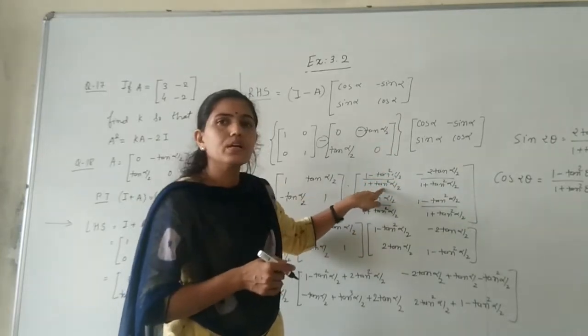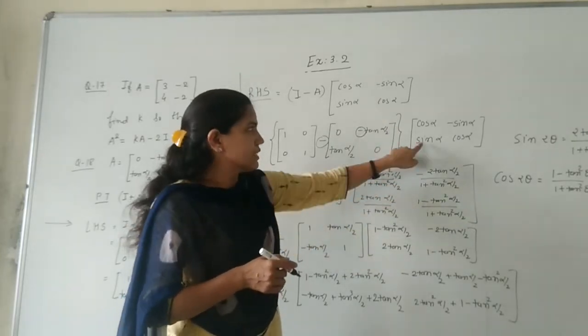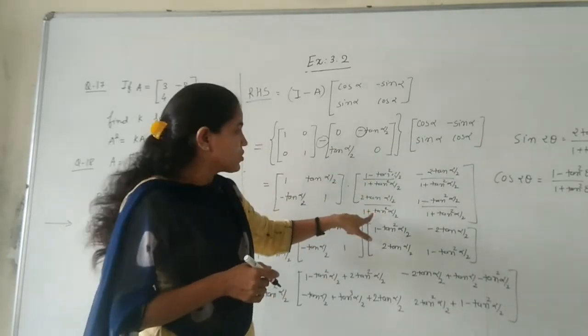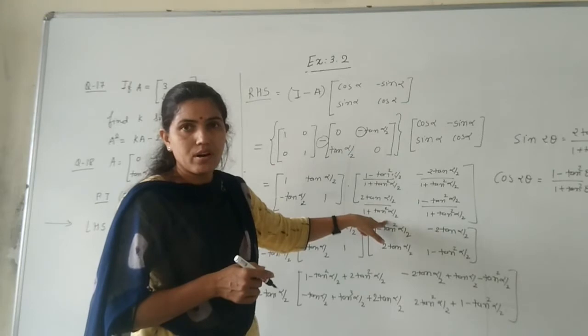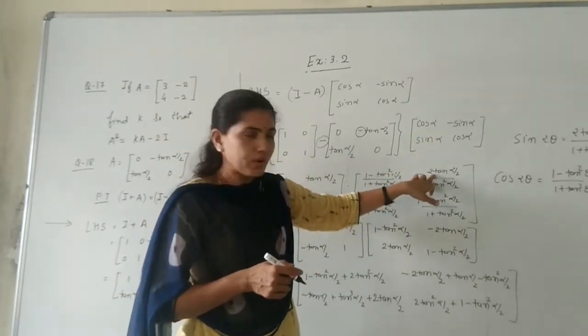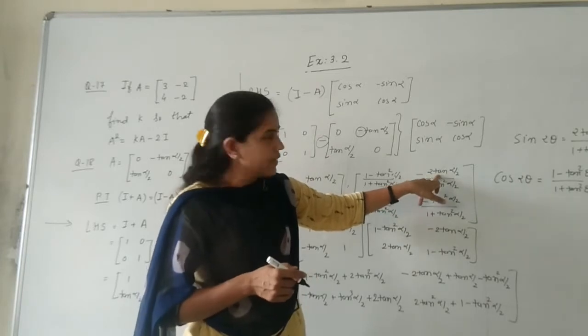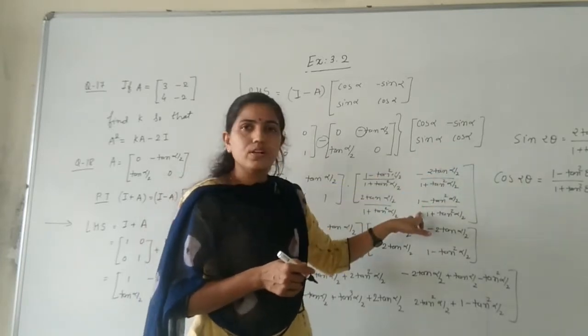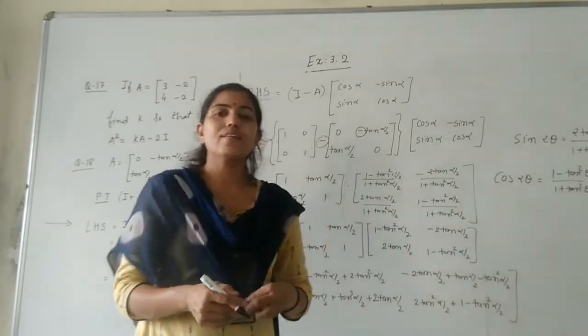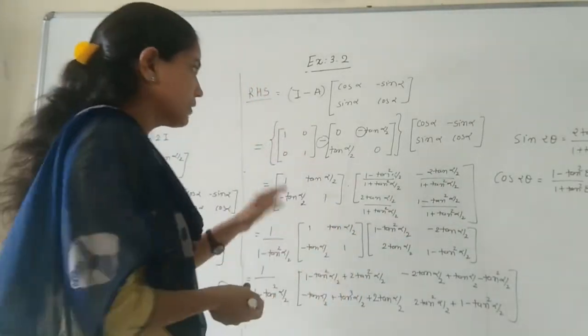upon 1 plus tan square alpha by 2. Similarly, the formula for sin alpha is 2 tan alpha by 2 upon 1 plus tan square alpha by 2. So we substitute this formula for sin alpha and cos alpha, in terms of alpha by 2. So we have done this much.